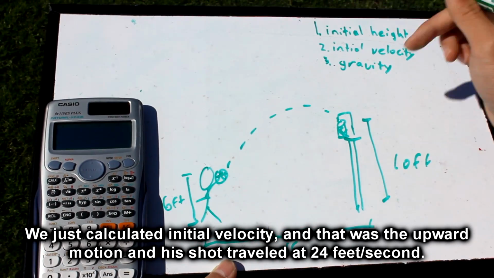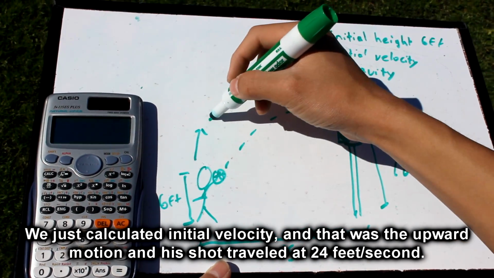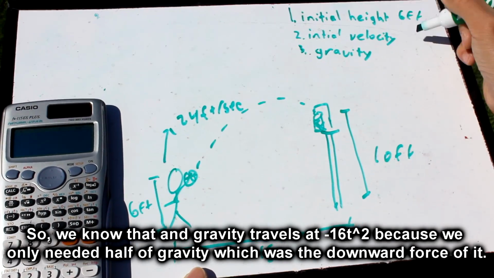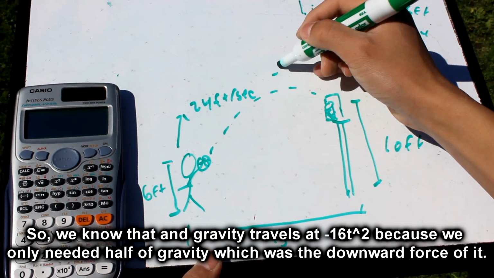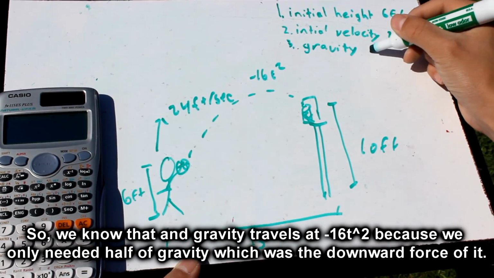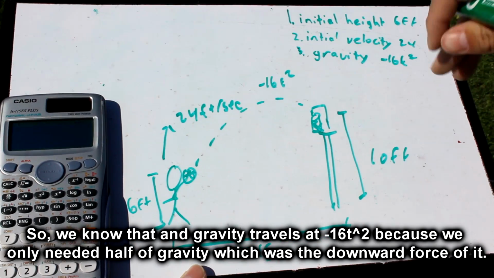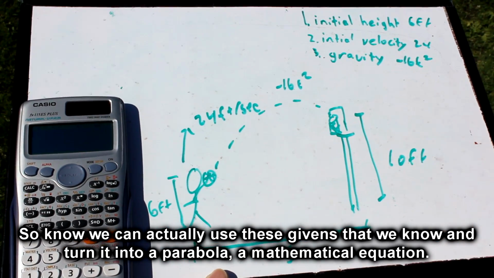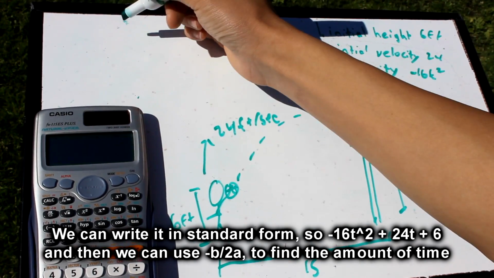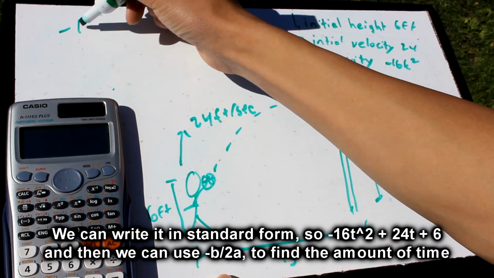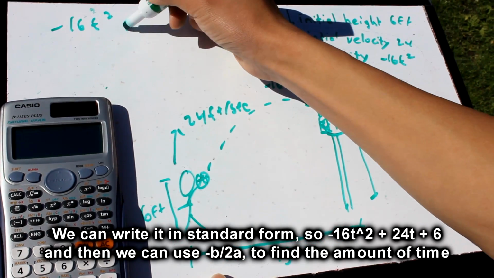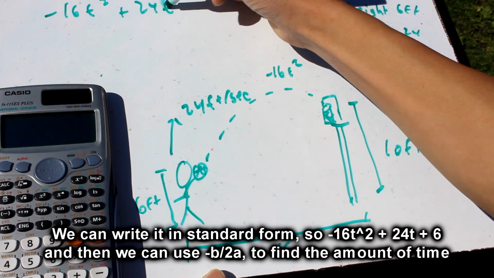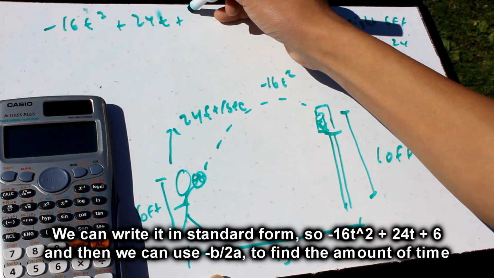We just calculated initial velocity, and his shot traveled at 24 feet per second. So we know that. And gravity is negative 16 t squared, because we only need half of gravity, which is the downward force. So now we can use these givens and turn them into a mathematical equation for the parabola. We can write it in standard form: negative 16 t squared plus 24 times t, because we need to multiply it by time, plus 6.